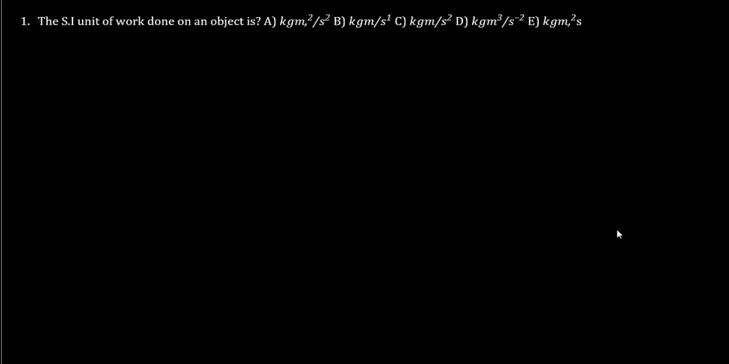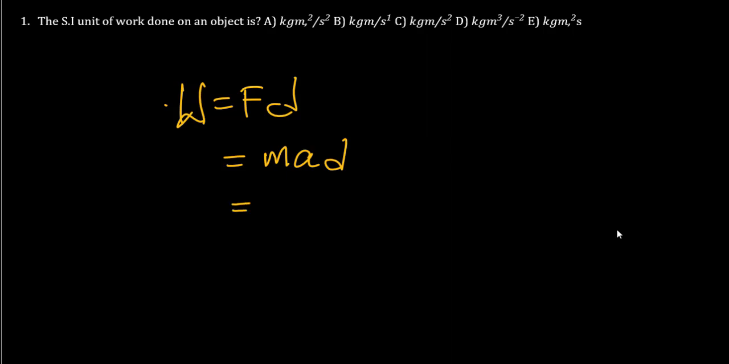So the very first question says the SI unit of work done on an object is A, B, C, D, E. So the work done on an object is given by W and is equal to the force times the distance moved in the direction of the force. So we have the force is given by the mass times the acceleration according to Newton's second law times the distance moved. The unit of M is the kilogram.